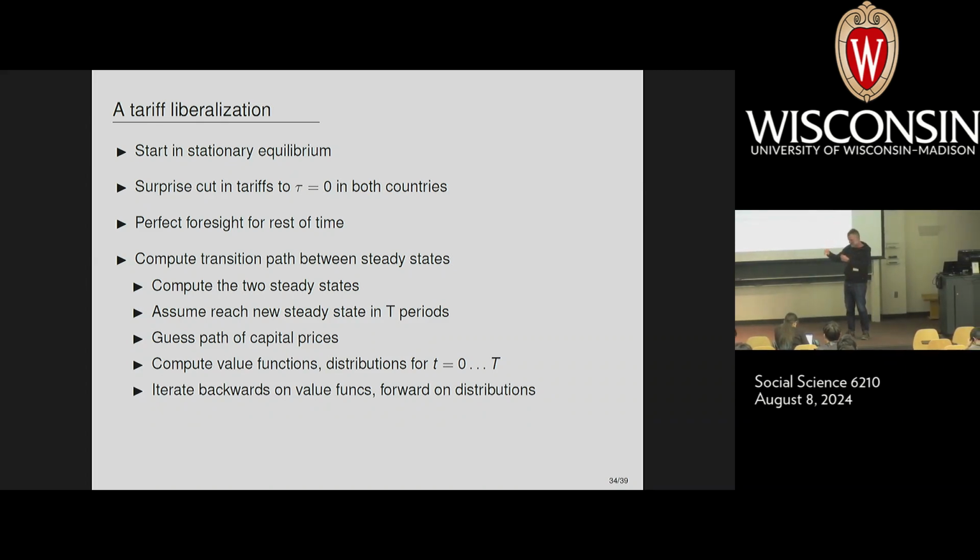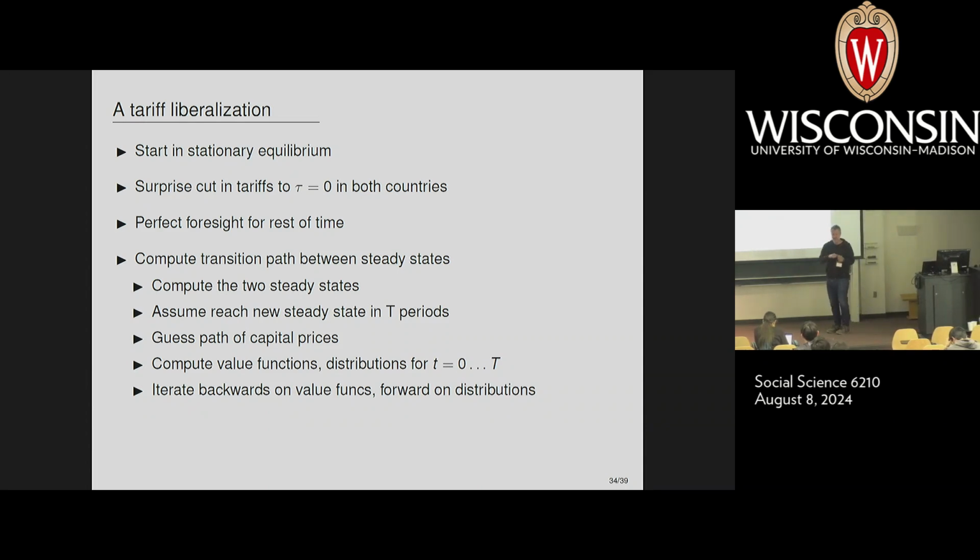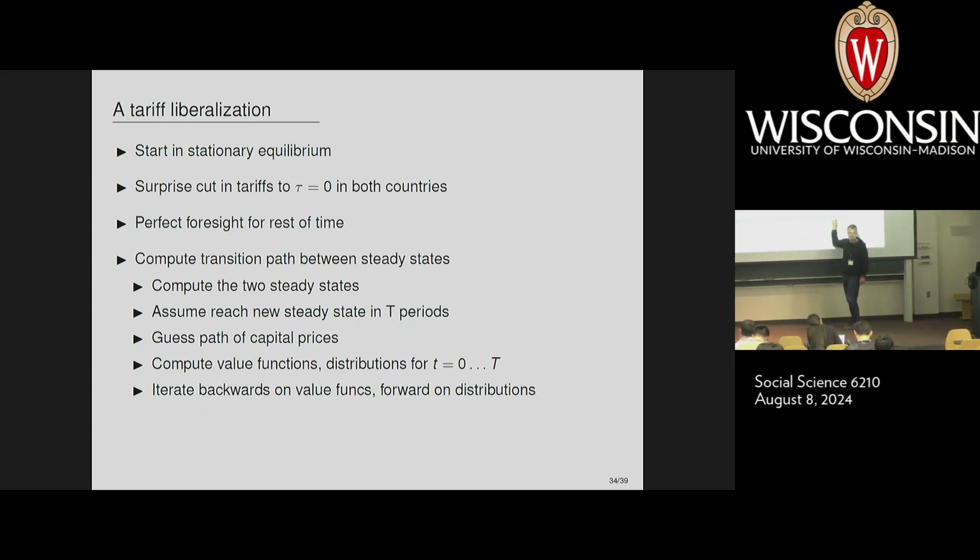So that's at like time t. At time t minus 1, I know what tomorrow's value function is, so I can compute today's value function. At time t minus 2, now I know what t minus 1's value function is, so now I can compute t minus 2. And I do that all the way back to t0, my original steady state, right? So I've gone backwards and sorted out all the value functions. Now I iterate forwards. I have all the decision rules from solving the value functions. Now I iterate forward on the distributions, right?